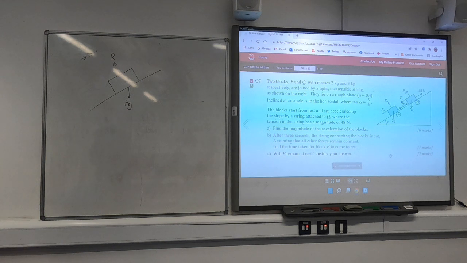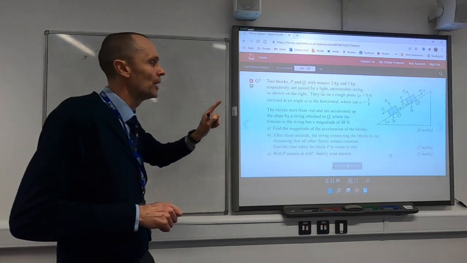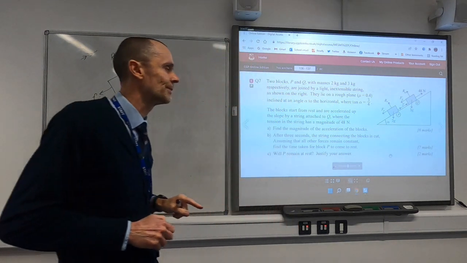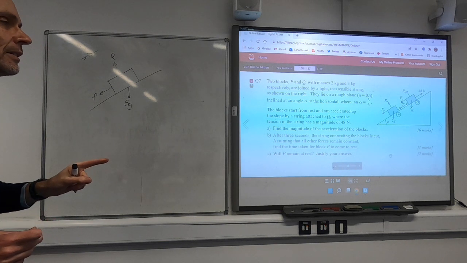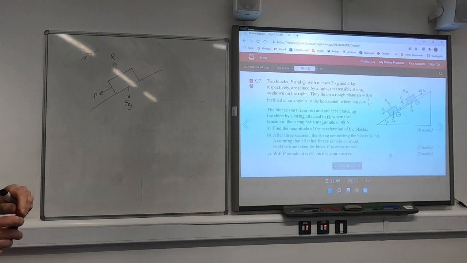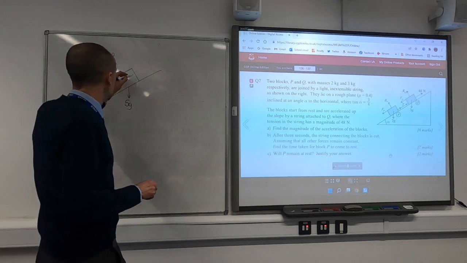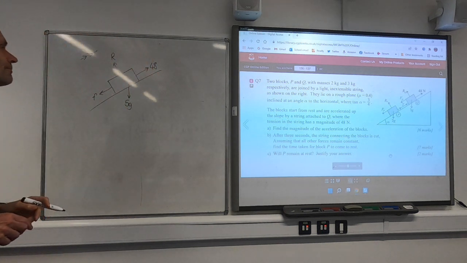I know the friction force is going backwards, and that's one combined friction force, which is the sum of the two separate friction forces. The fact I am dealing with it as a single unit means I'm not aware of the tension in the string between the two. I do know that it's being pulled up, though, by a force of 48 newtons.